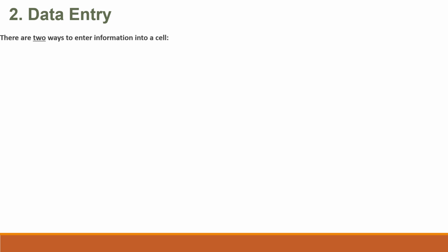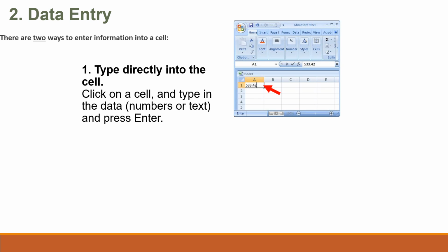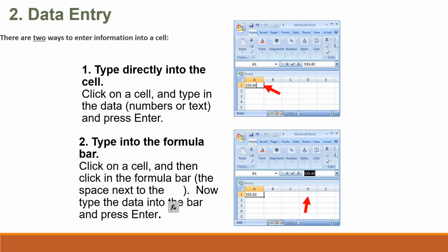Now, having briefly introduced the Excel basics, let us look at the second aspect of this presentation, which is data entry. There are two ways to enter information into an Excel cell. The first one is to type directly into the cell. To do this, click on the cell, type in the data you want to input, either numbers or text or whatever, then press enter.